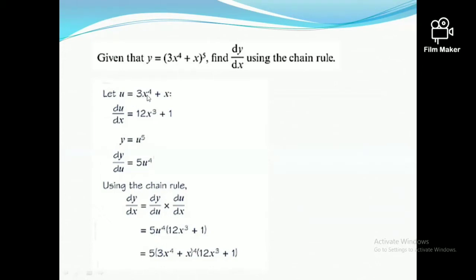Then we know that u is how much? u is 3x to the power 4 plus x. Then you can write 5u to the power 4 as 5 into (3x to the power 4 plus x) to the power 4. This came because you already substituted this figure, into 12x cubed plus 1. This is the final answer of the differentiation of y equals (3x to the power 4 plus x) to the power 5.